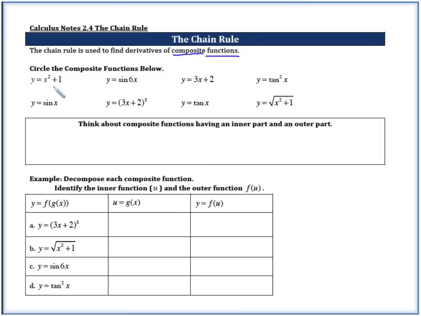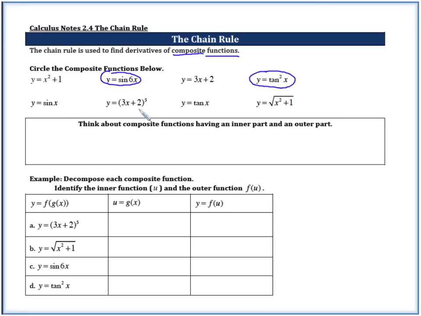So here we have x squared plus 1. That is just a single function. Here we have y equals sine of 6x. Well, we see two functions here. We see 6x and then we see sine of that. So this is a composite function. 3x plus 2, nope. Tan squared x, this one actually is a composite. We'll talk about this one a little bit later. Sine x, that's not composite.